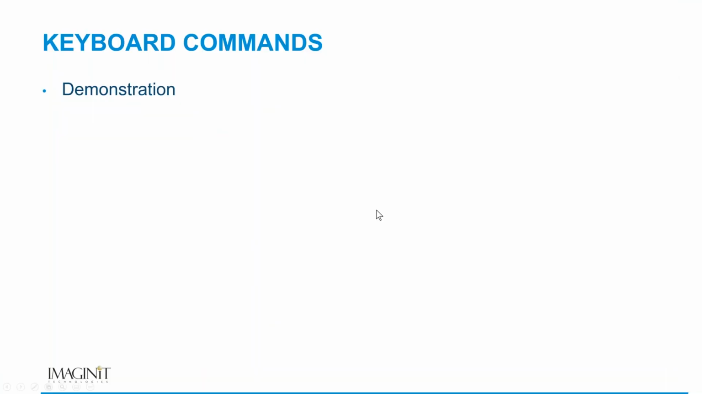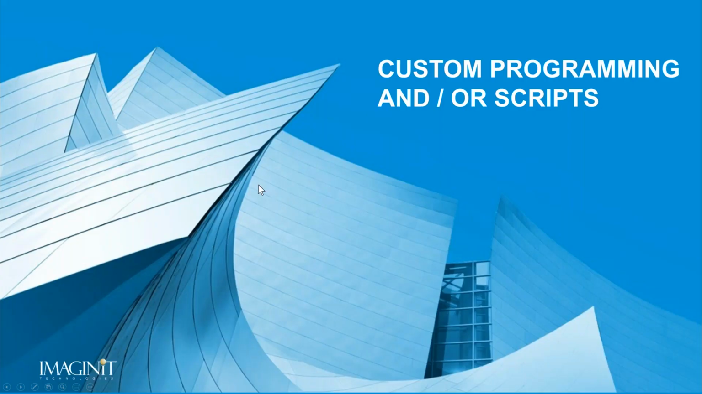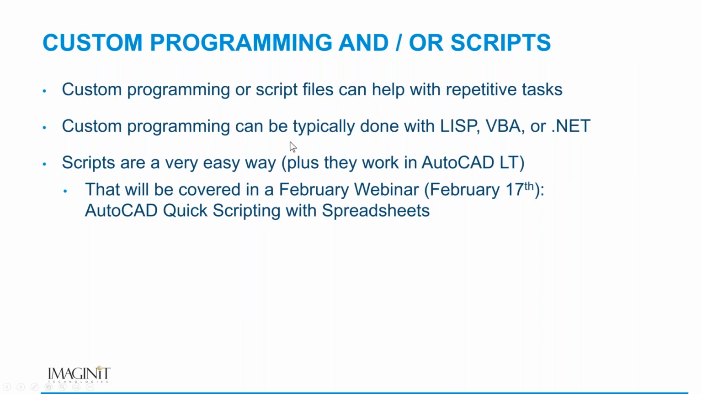Wow, we're just motoring right along, and I've got about 10 minutes left. So let me get through the rest of this. Last thing is custom programming and/or scripts. So custom programming or script files can help with repetitive tasks or things that would normally take a large amount of time. Custom programming can typically be done with Lisp, VBA, or .NET. I highly recommend either using Lisp or .NET. VBA requires an additional add-on where you have to install the VBA enabler for AutoCAD.